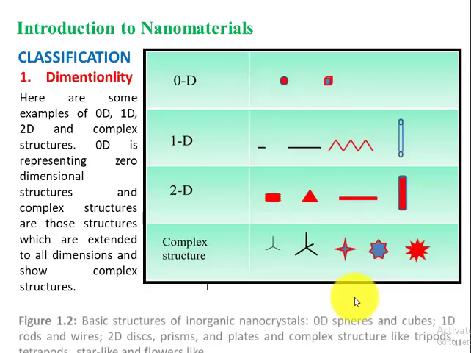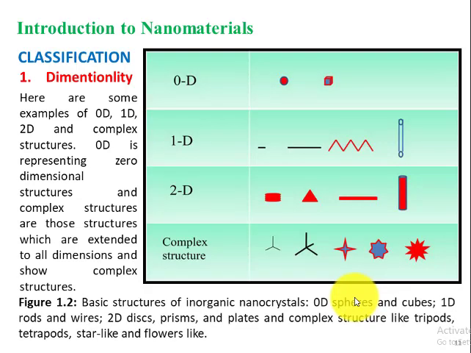Here is a picture which is representing zero-dimensional, one-dimensional, two-dimensional materials and some complex structures. Zero-dimensional materials are just like dots, spheres, cubes. On the other hand, one-dimensional materials, they are in nanoscale along one dimension. They are usually rods or wires we can see in this figure. Two-dimensional materials, their size is in nanoscale along two dimensions. These are just like disks.